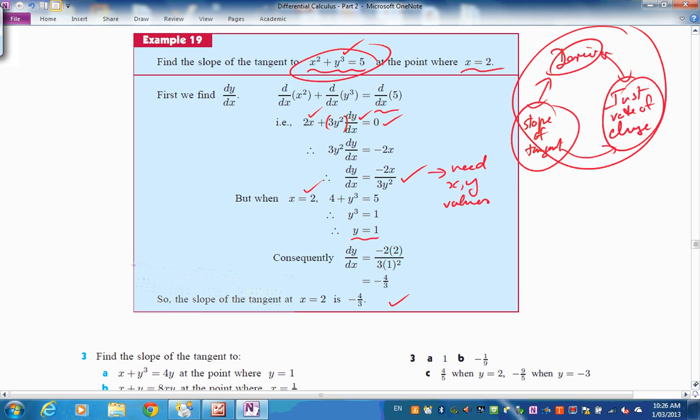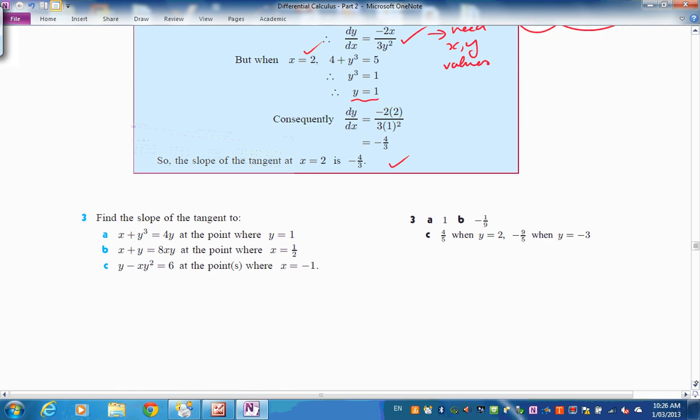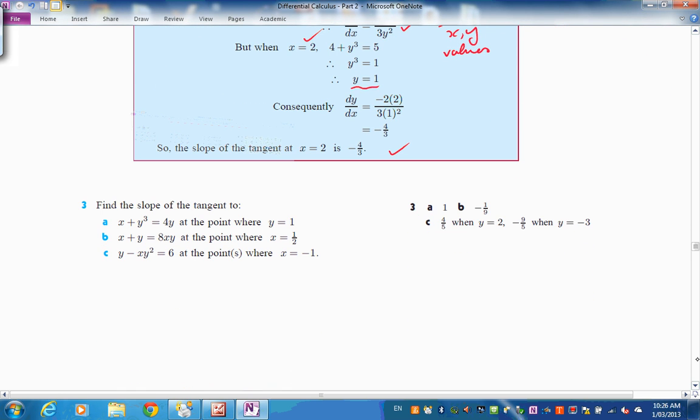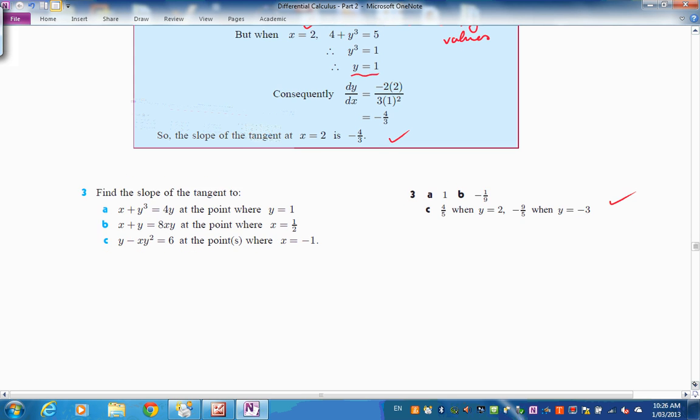So gradually building up here. Question 3 there. Very good. Have a go. Answers are over here. Right, going to move on.